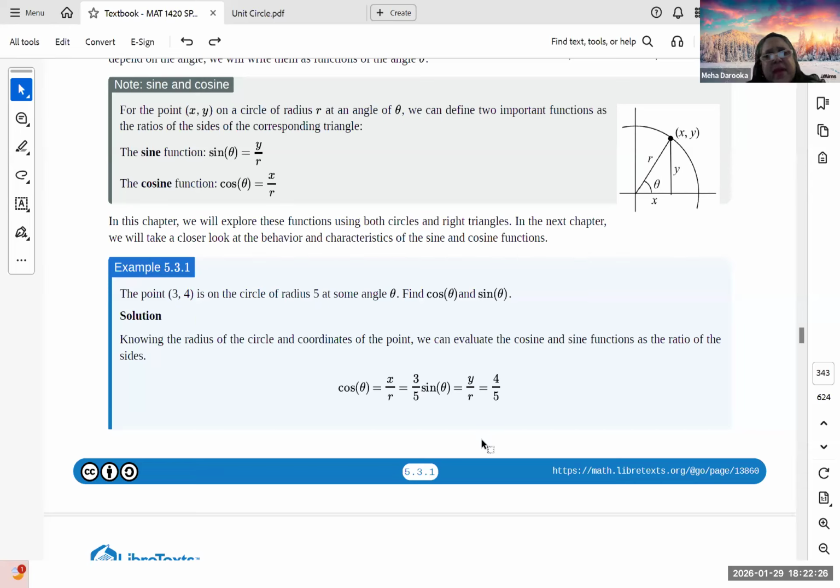Okay, so before I continue, any questions at this point on just a general definition for sine and cosine?